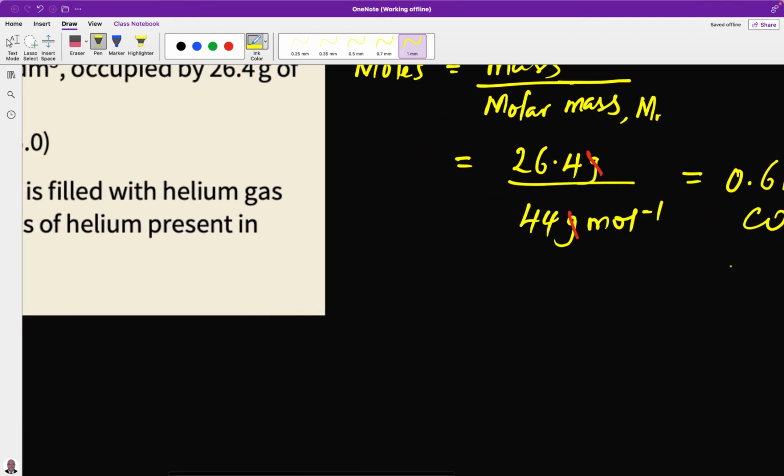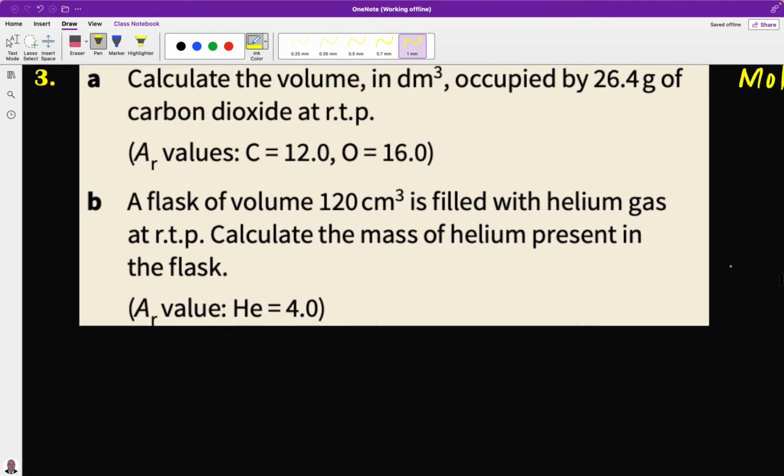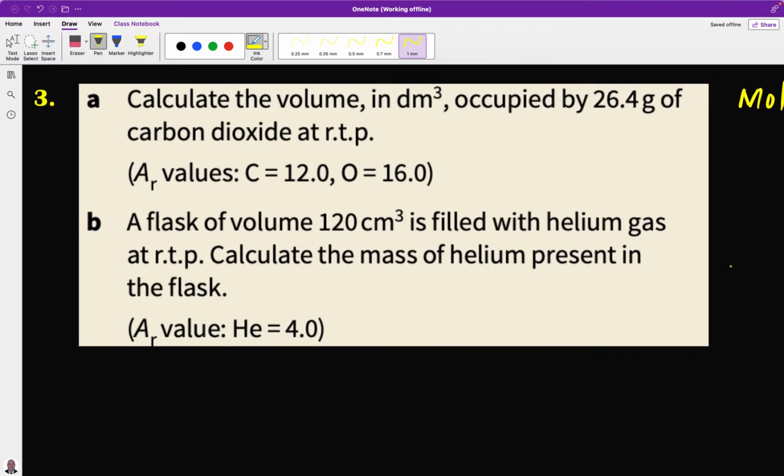That is not our answer. We have 0.6 mole of carbon dioxide, but we are told it occupies a volume at room temperature and pressure. And at room temperature and pressure, we are now talking of molar gas volume. 1 mole of any gas will occupy 24.0 dm cube at room temperature and pressure.